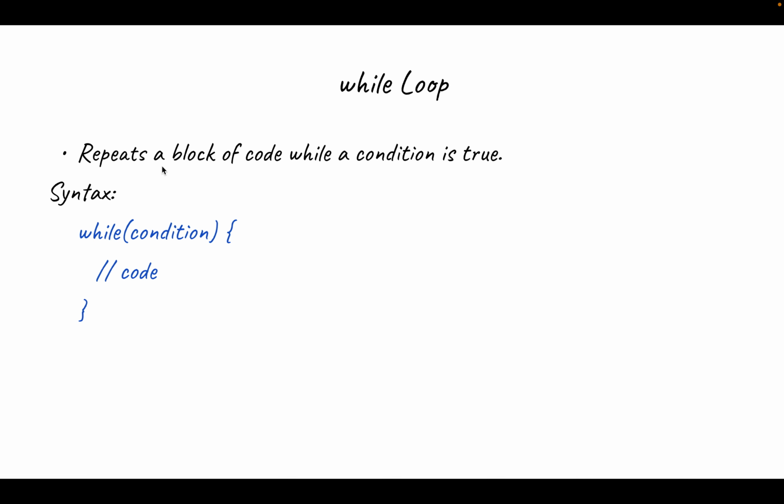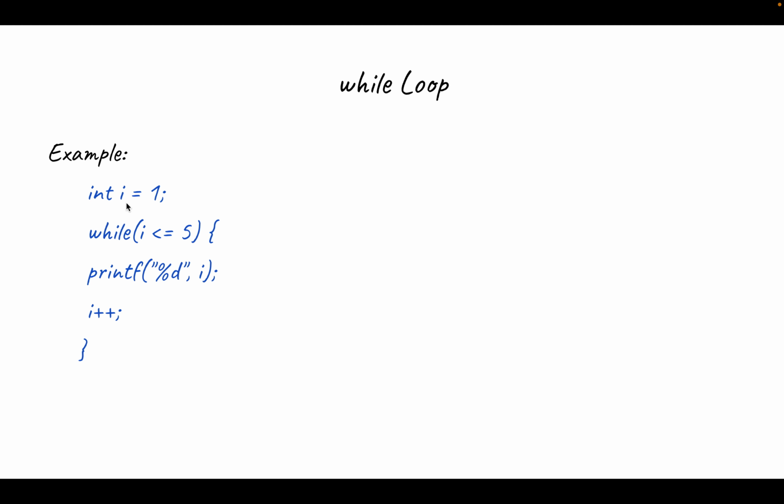The while loop repeats a block of code while a condition is true. Syntax: while condition, while the condition is true, then repeat this code. Example: int i equals 1. While the condition is true, repeat this code. This code prints the value of i and increments by 1, i plus plus. Post increment means it will first print 1, then 2, then 3, then 4, then 5, and then the condition will be false. So the output is 1, 2, 3, 4, 5.